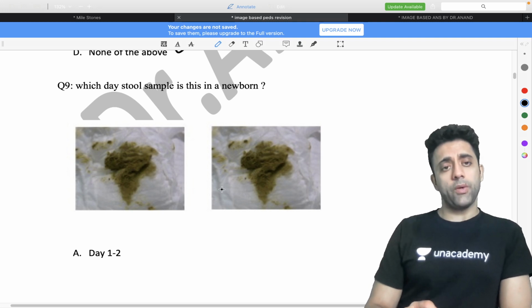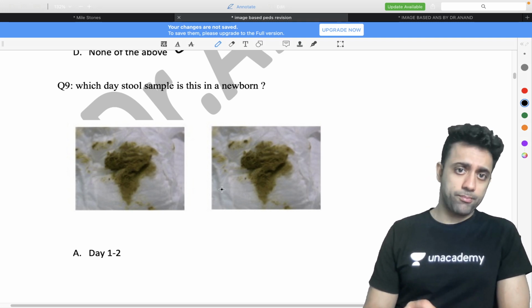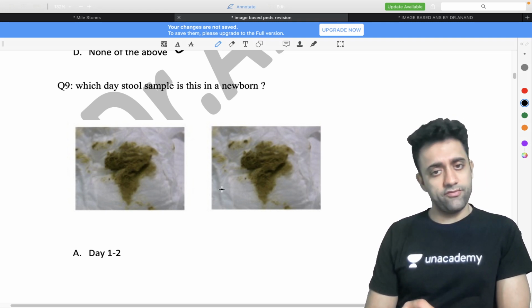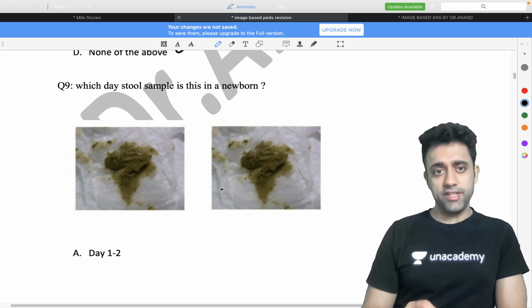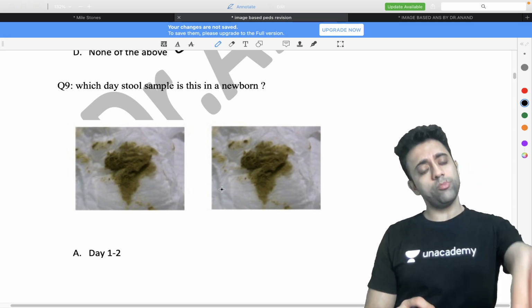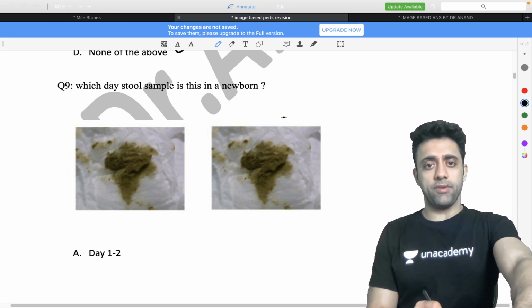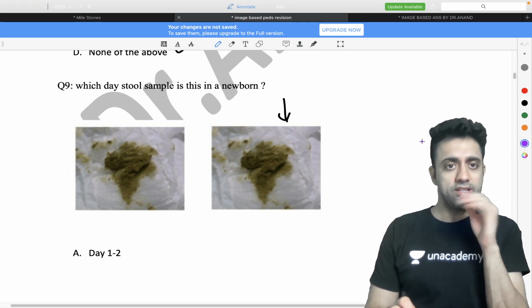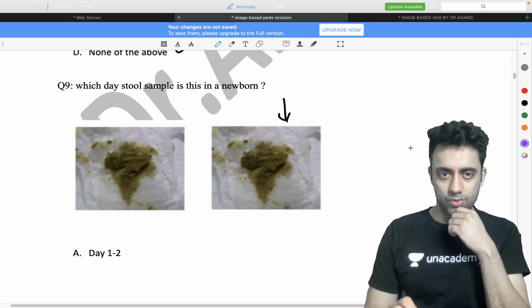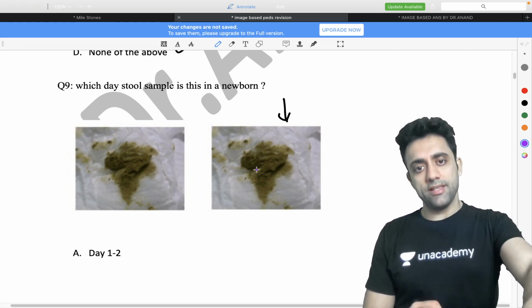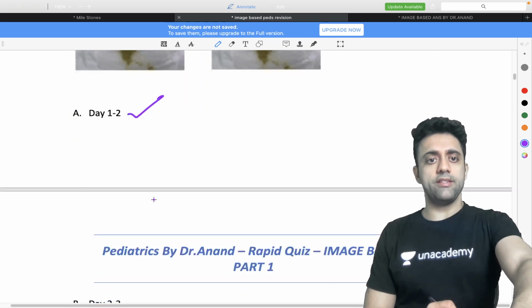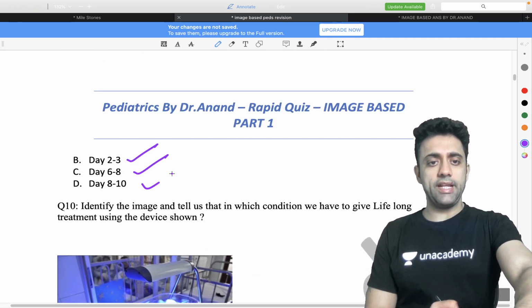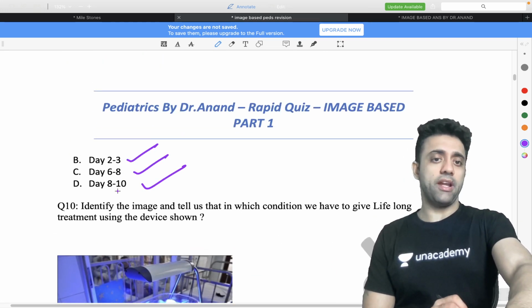Question number 9. Which day stool sample is this in a newborn? Very good, beautiful question. Is it this sample? Anyone, put the answer in the comment section. What is this stool sample? The options are: is it day 1 and 2, day 2 to 3, 6 to 8, or 8 to 10? Which day is this sample from the baby?